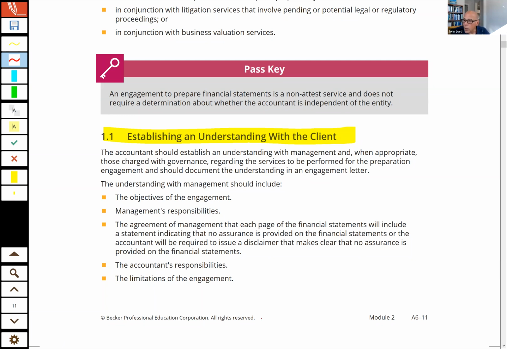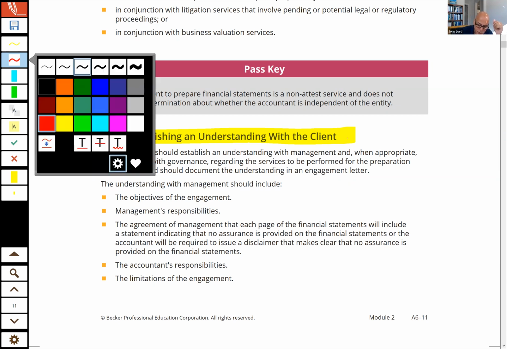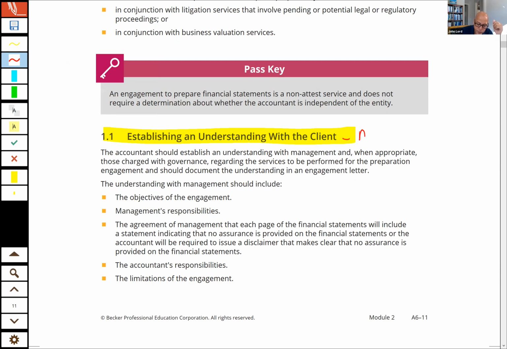Okay, good. So what happens in any engagement, preparation, compilation, review? We know already for an audit, because we talked about it back in chapter 2, I think, that we must have an engagement letter. Always have a written engagement letter. All the engagements, you have to have a written engagement letter.